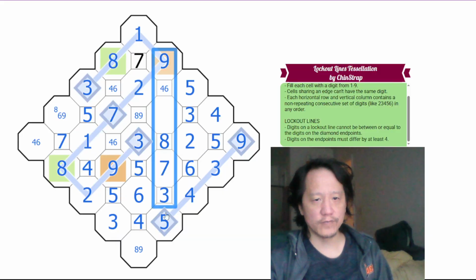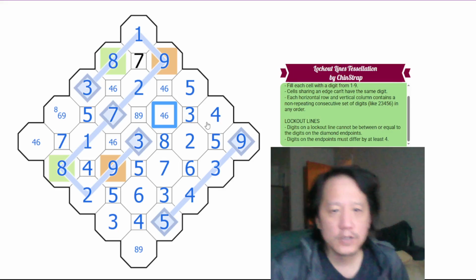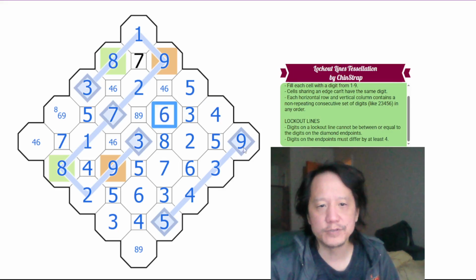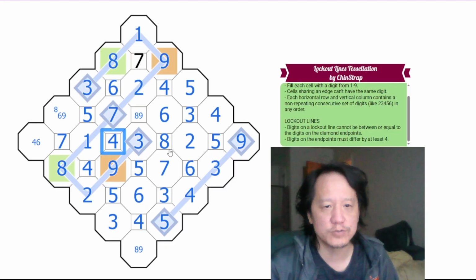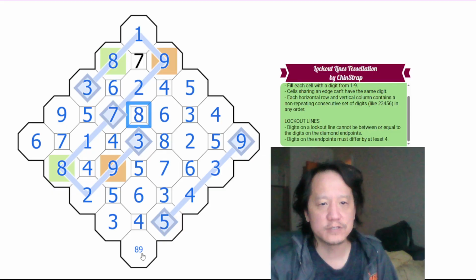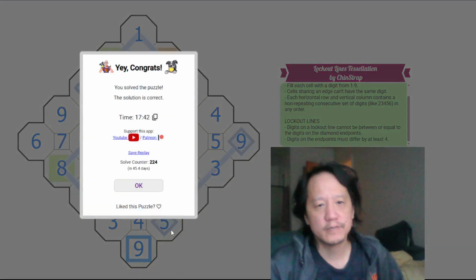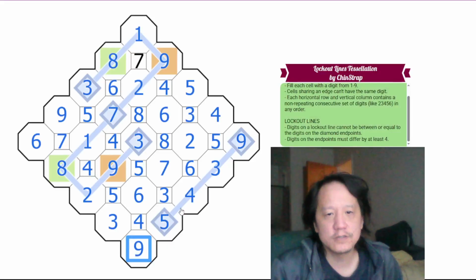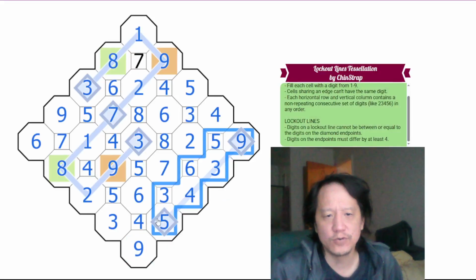Okay, here we have 3. This is a 4, 6 pair. And this 4 eliminates 4 here. So this is 6, this is 4, which makes this 6, which makes that 4, which makes that 6, which means this can't be 6, that's 9, which makes this 8, and that a 9. And that's the solution. Fairly straightforward, actually.